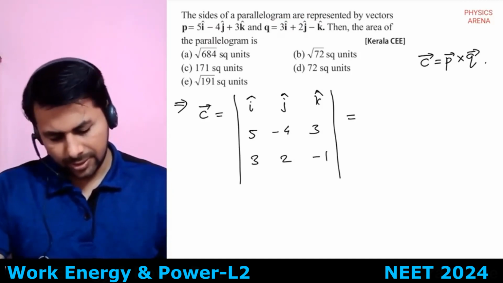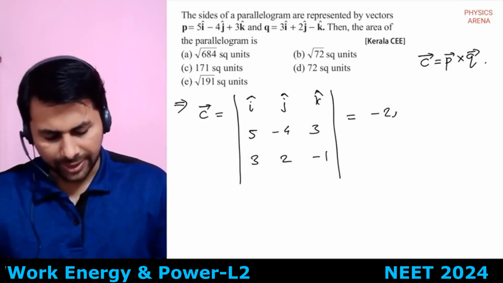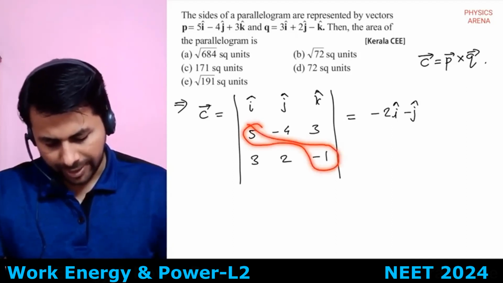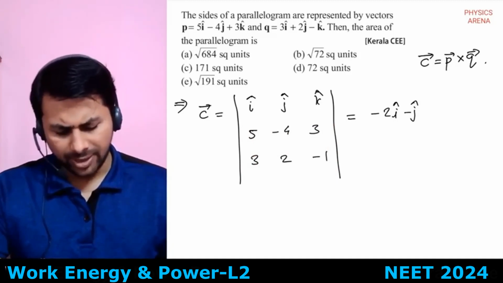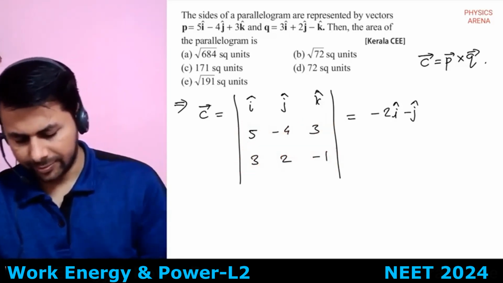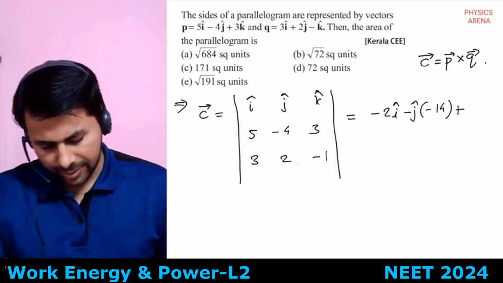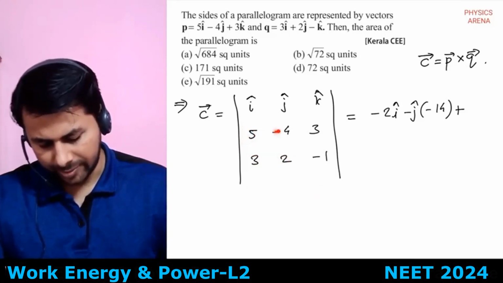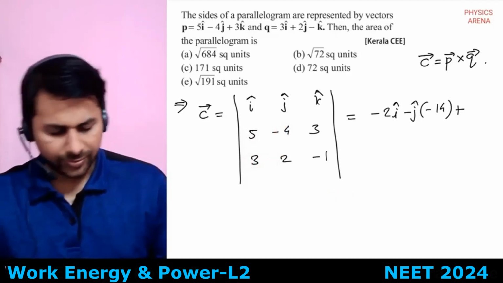So tell me, it is 4 minus 6, minus 2 I cap, minus j cap multiplied by minus 5 minus 9, minus 14, right? Minus 5 minus 9, minus 14. Okay, check my algebra. Plus this is 10. Okay, 10 plus, because you have negative sign, 12. 10 plus 12, 22.